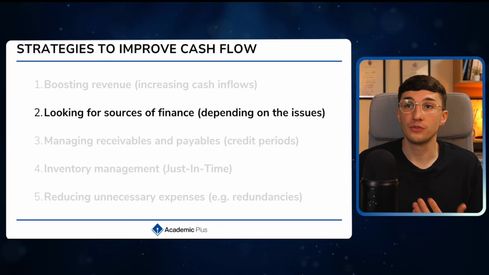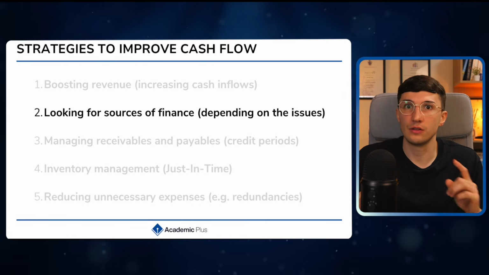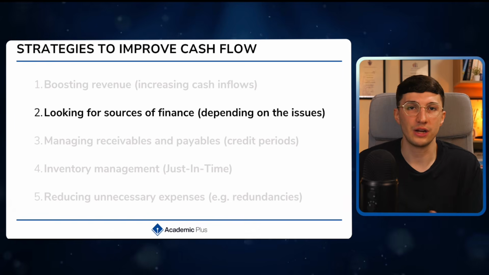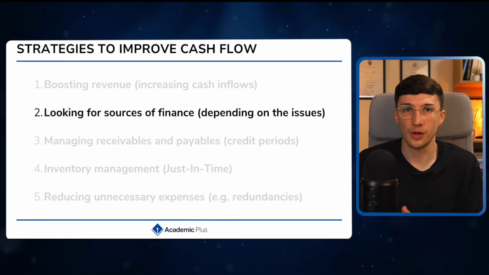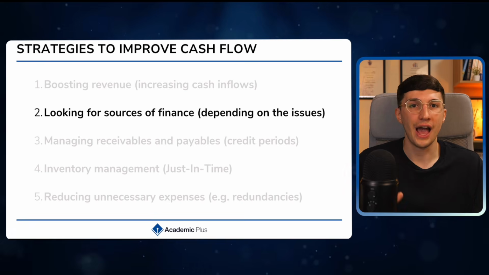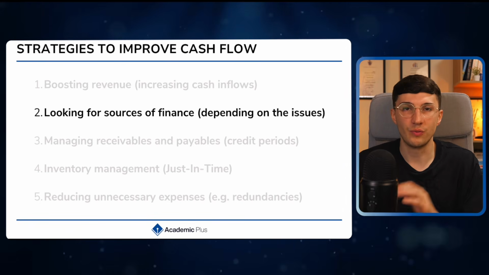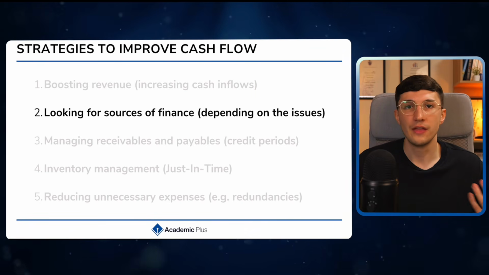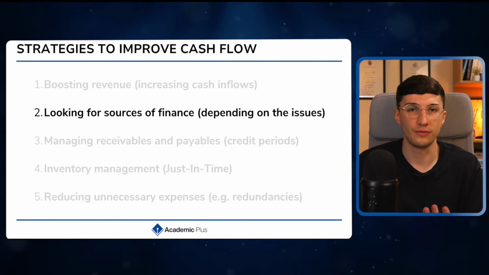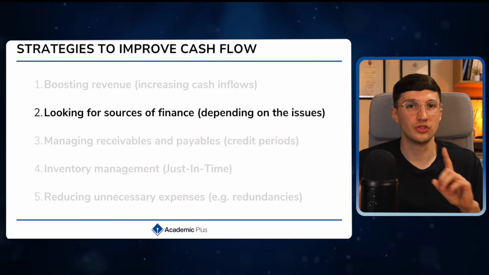We could also look for different sources of finance. This just depends on the type of business and the issue that is present. Because if we have a short-term cash flow problem, then we want to use a short-term source of finance. If we've got a long-term cash flow problem, then we need to look for more long-term finances, such as loans, such as share capital.